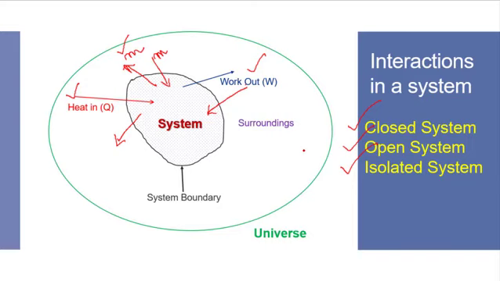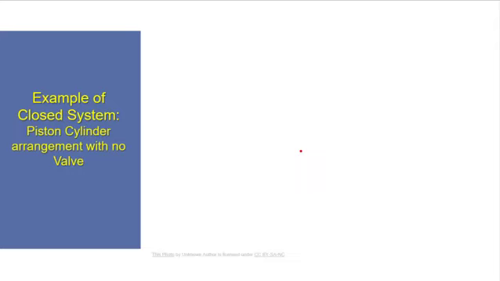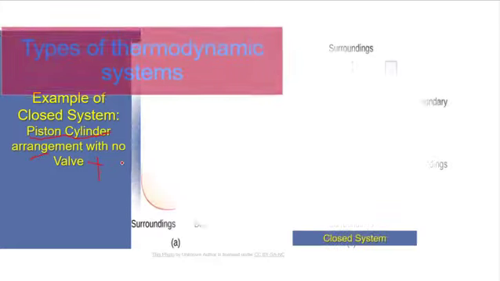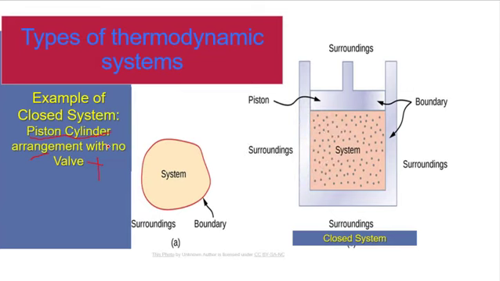First, we'll consider a closed system. Let us consider one piston and cylinder arrangement without a valve. So this is an example of a piston and cylinder arrangement. This cylinder and this piston can move to and fro, up and down in this case, and these are system boundaries, system walls, and they enclose some gas.